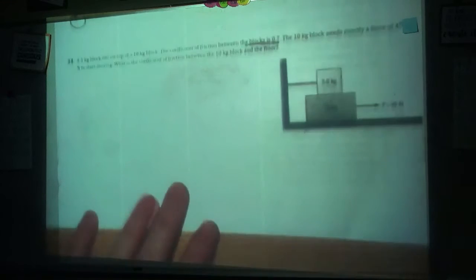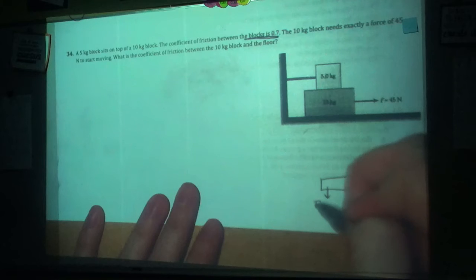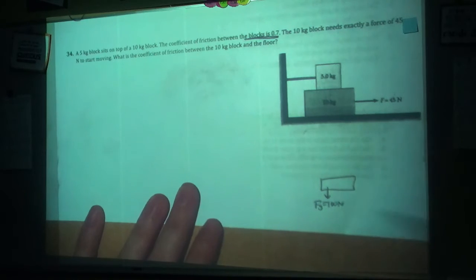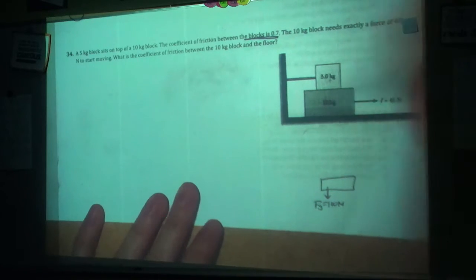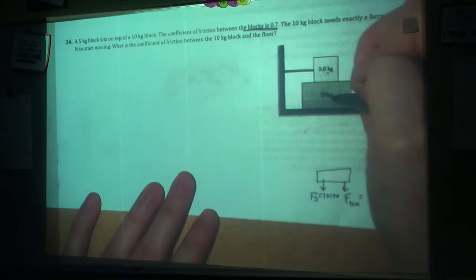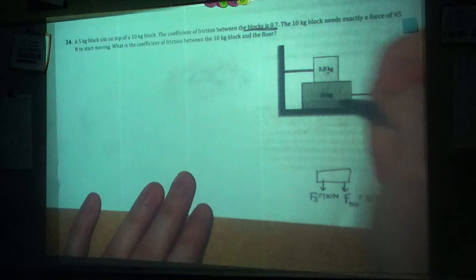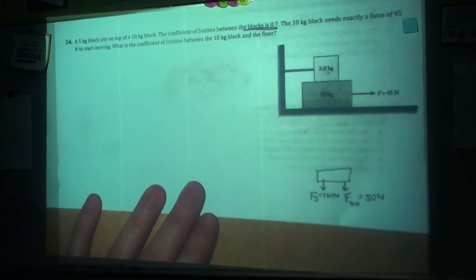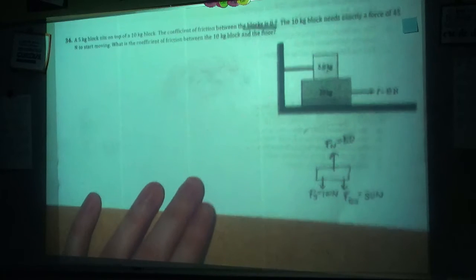So it helps to draw a free body diagram. The 10 kilogram obviously feels its own weight of 100 newtons, and it feels a force from the 5 kilogram box on it. The box exerts a 50 newton force down. It's just the weight of the box acting on this one. And then the only other force is the normal force, and because it is balanced up and down, the normal force would be equal to 150.